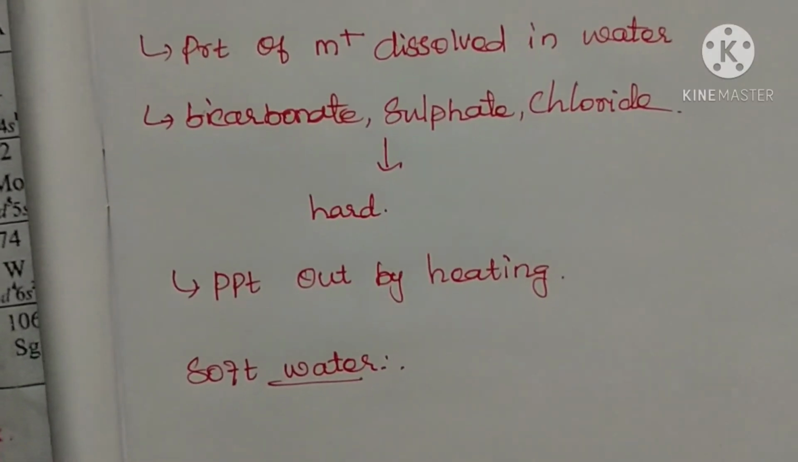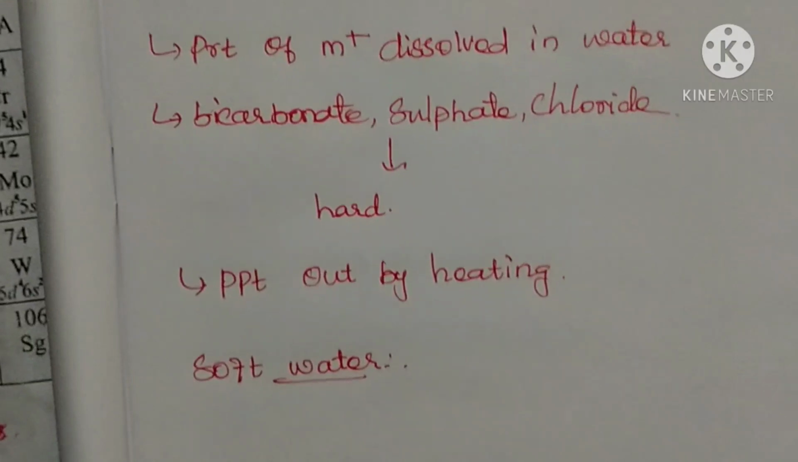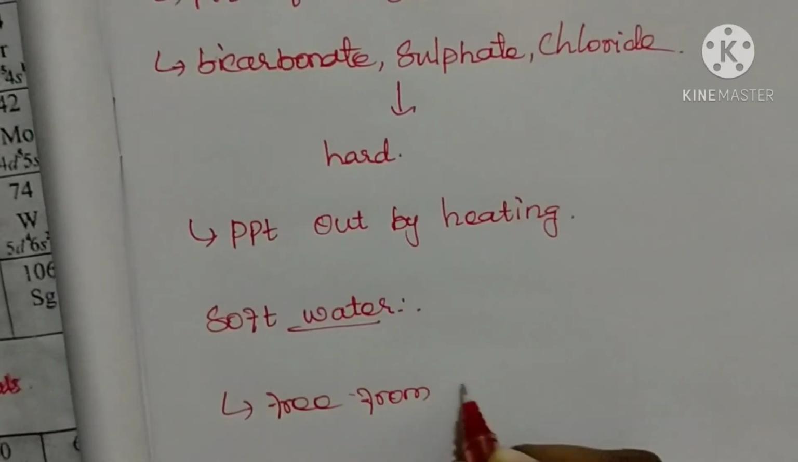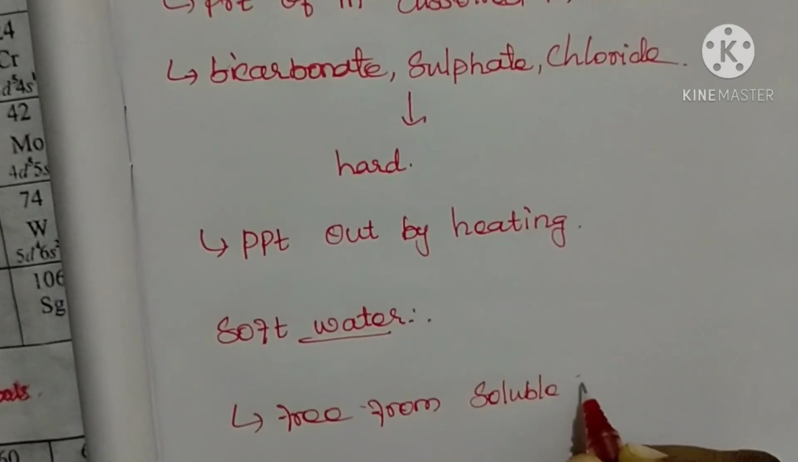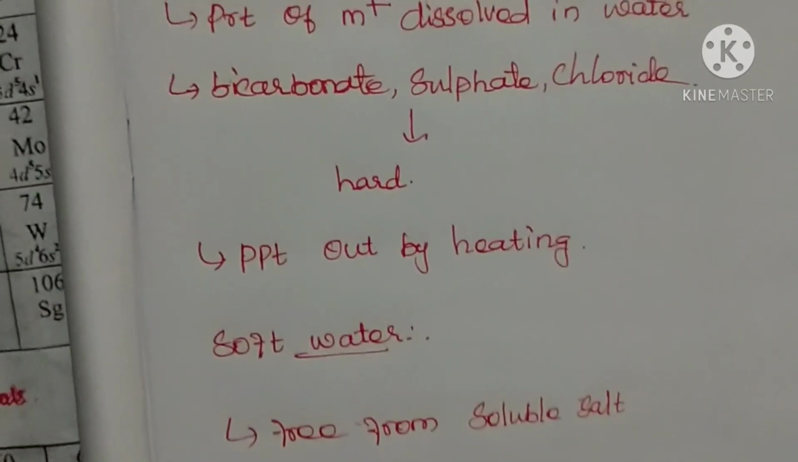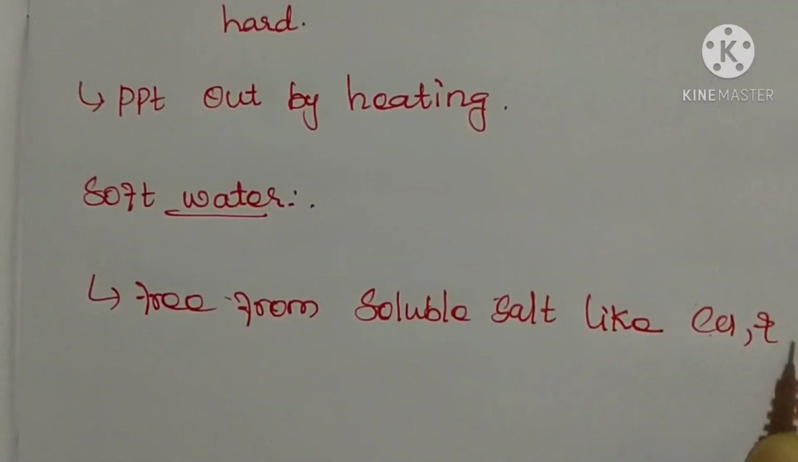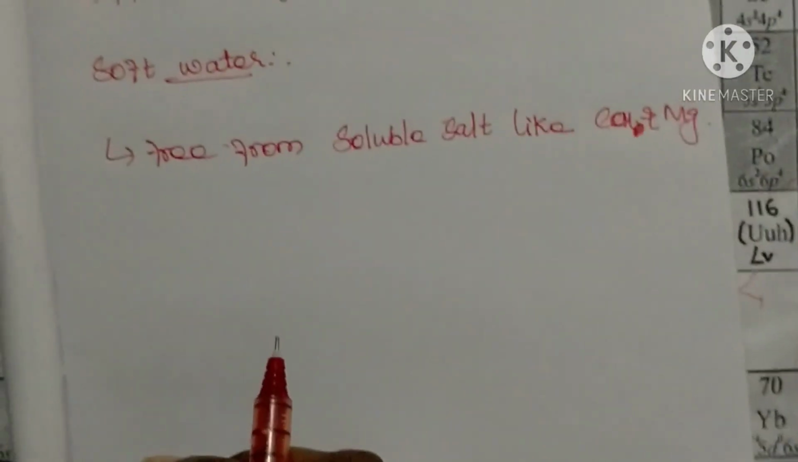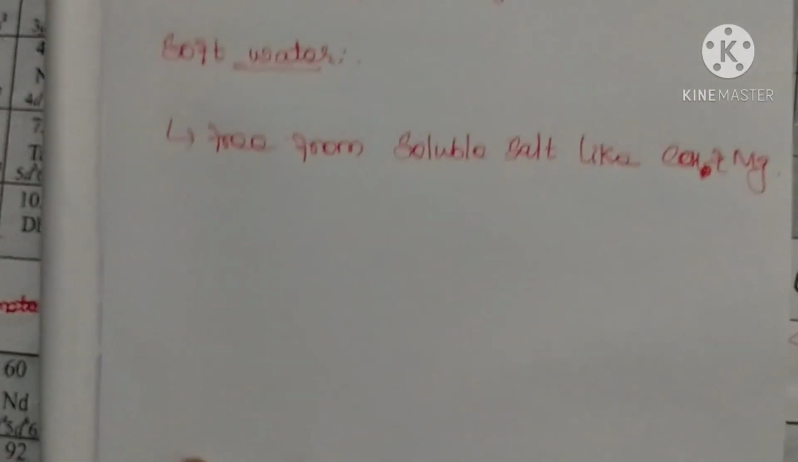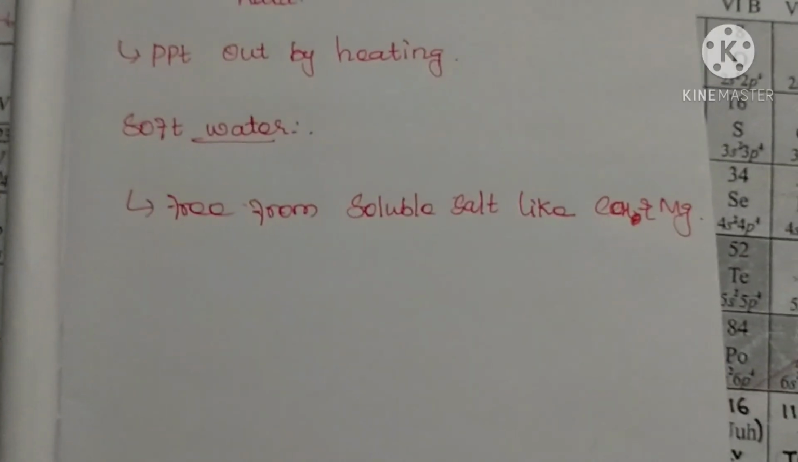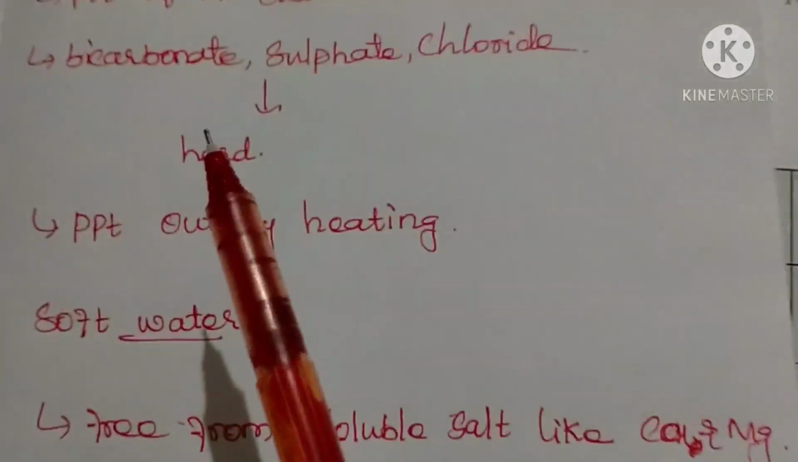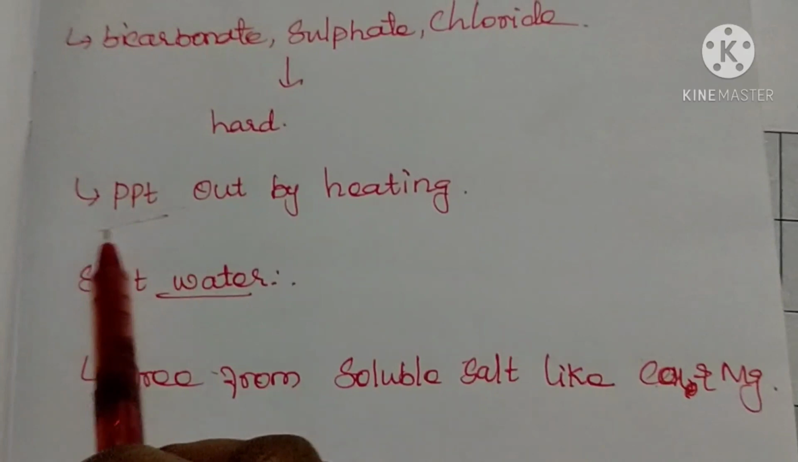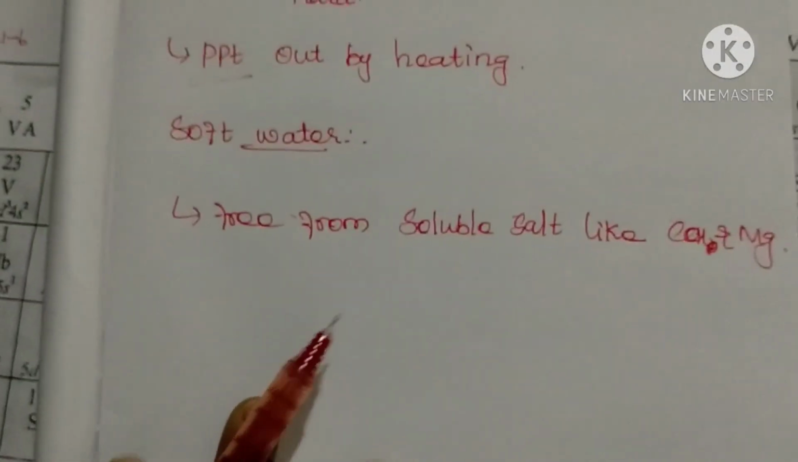Water that is free from soluble salts like calcium and magnesium is called soft water. The hardness of water is separated out by heating, so by heating you can precipitate those compounds.